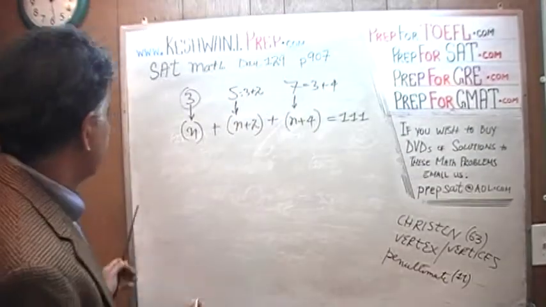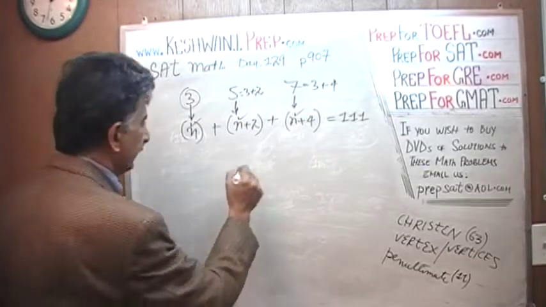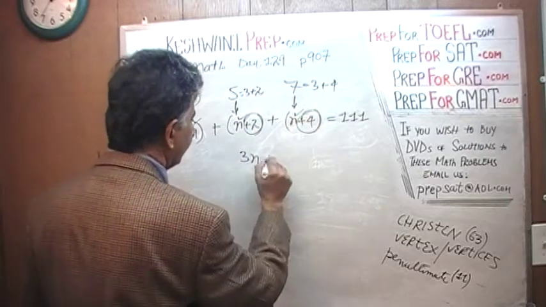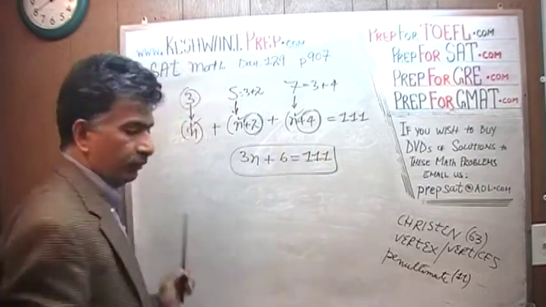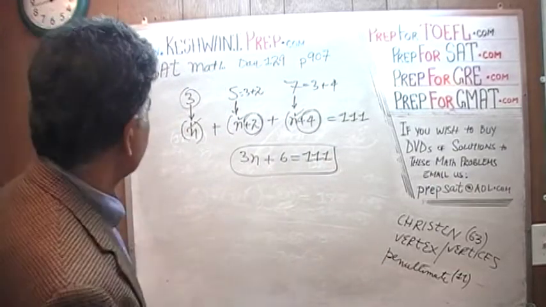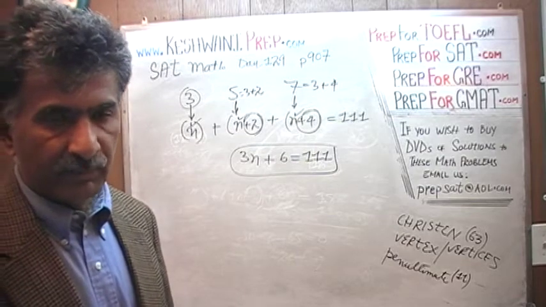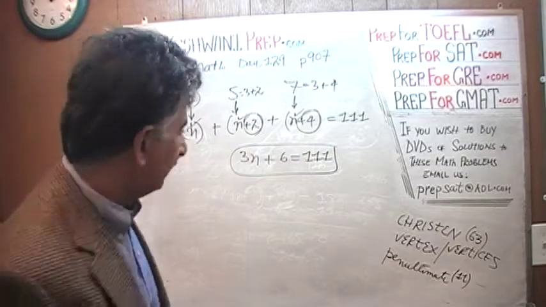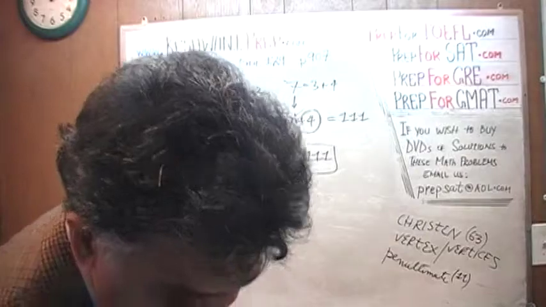Simplify it. So we get an n here, an n here, and an n here. We get 3 n's. And then we have plus 2 and a plus 4, so plus 6 equals 111. There we go. This equation represents the statement that is given to us, which is that the sum of three consecutive odd integers happens to be 111. And that will be answer choice D. That's it. Answer is D.